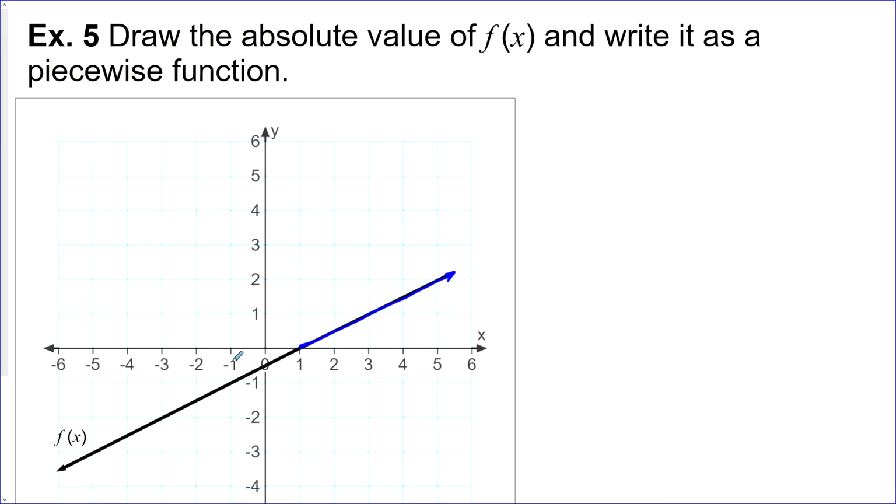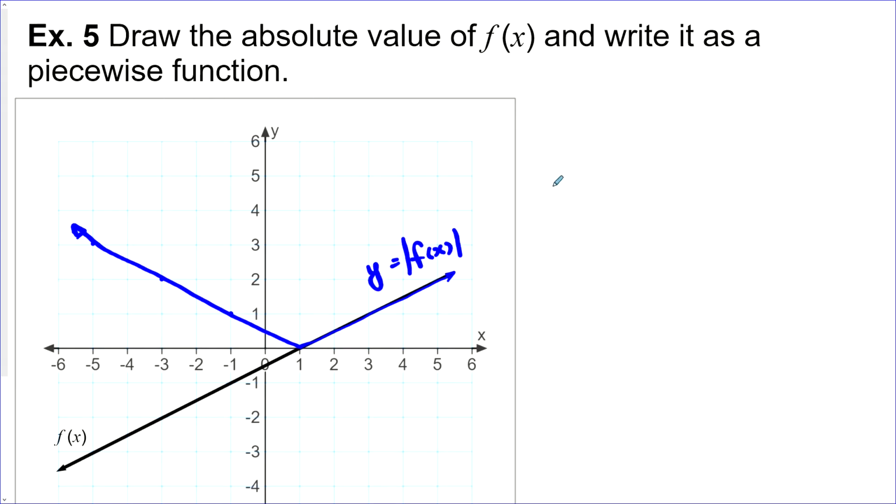So this point here, negative 1, negative 1. Take the absolute value of it, it becomes negative 1, 1. We're not doing anything to the x coordinate, only the y coordinate. This one here, negative 3, negative 2 becomes negative 3, positive 2. And this one, negative 5, negative 3 becomes negative 5, positive 3. And here we get our V shape. So there's the sketch of the graph. We'll say this is the absolute value of f of x.